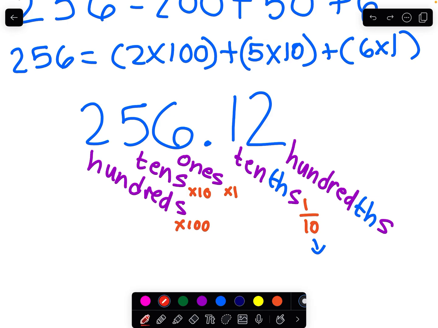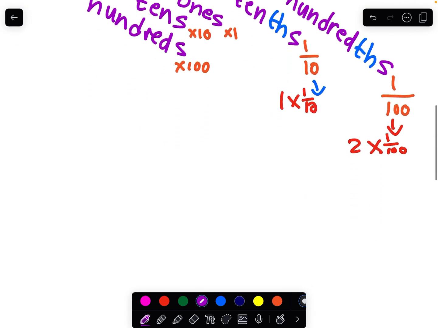And before I forget, I want to make sure that you know that this means it's 1 times 1/10. And then 1/10 divided by 10 is 1/100th. So the hundredths is actually 1/100th. And so this 2 in this number is actually 2 times 1 over 100. Okay? So let's just work with what we've got here. And let's go to this number, 256.12.